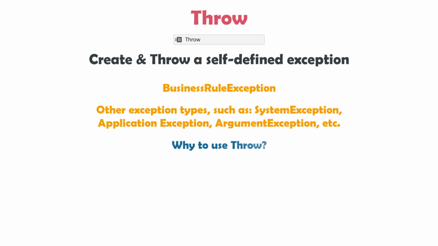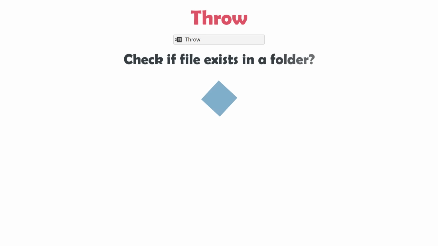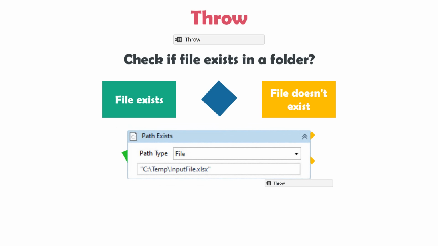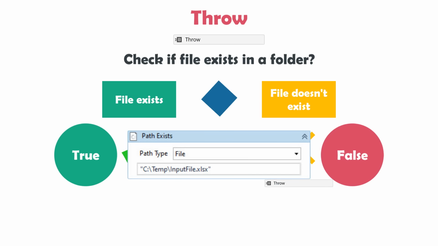Why do we use this activity? Let's see the following scenario. Assume we want to check if a file exists in a specific folder. If the file exists, it's okay and we can go ahead to the next steps. But if the file doesn't exist, it's not correct from the business side and the process owner needs to know that. In this case we can use throw activity to create an exception, which tells us that the file doesn't exist. Because if we use the activity File Exists, we don't get any exceptions, only true or false. So no exception. Therefore we use throw activity to create this exception.